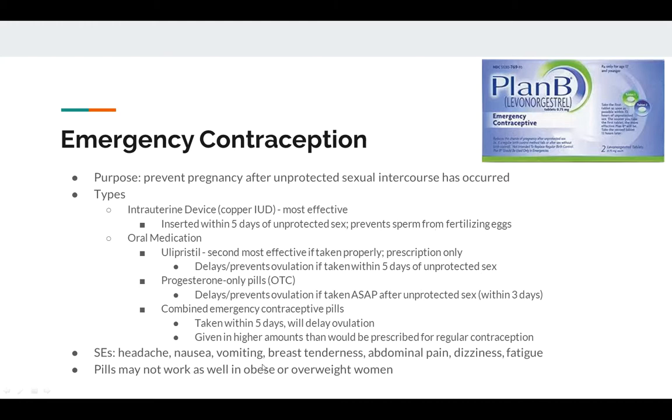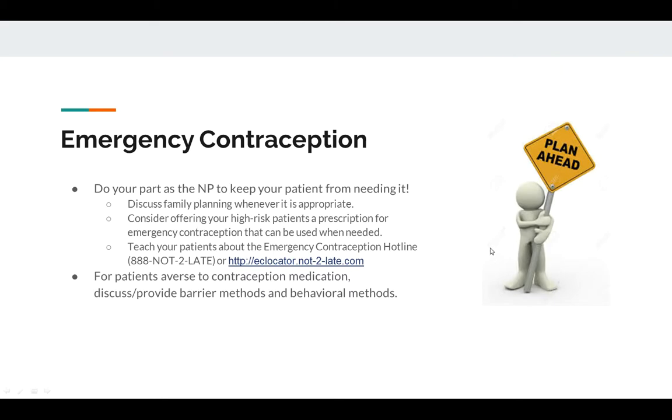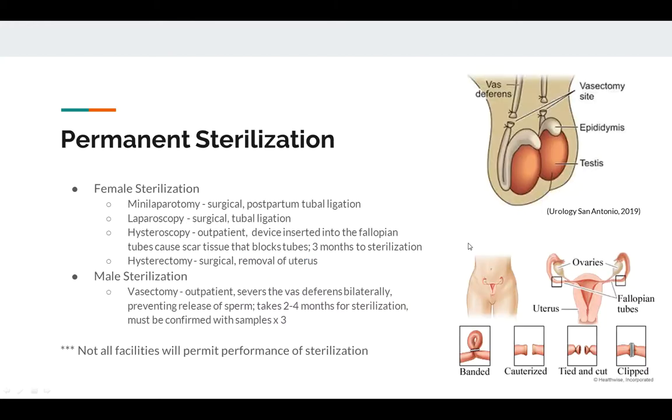There are also some oral medications. One of them is over-the-counter, and it is a progesterone-only pill. Combined emergency contraceptive pills are given in higher amounts than would be used just for prevention. You can give your patients information and also a prescription for emergency contraception to prevent them from getting pregnant. Your job is to be part of the prevention mechanism and not just dealing with an unwanted pregnancy.